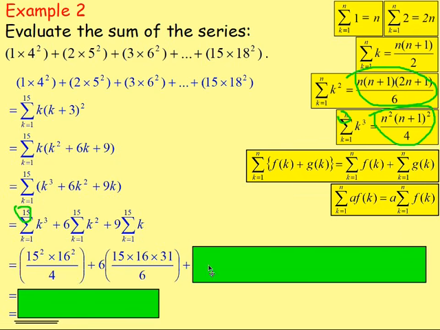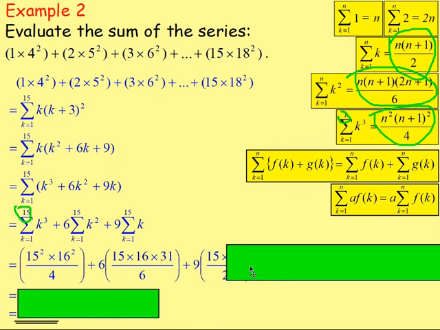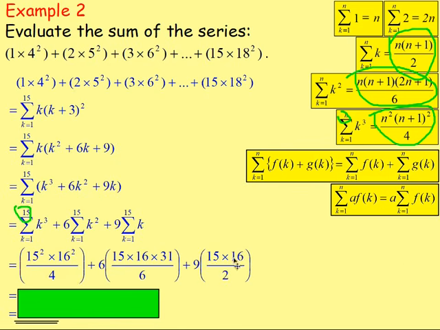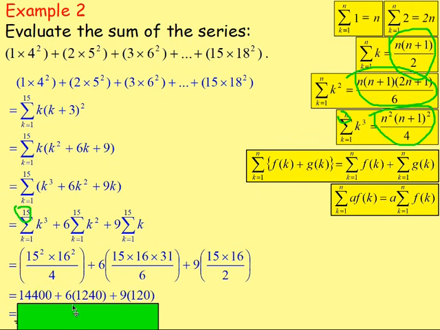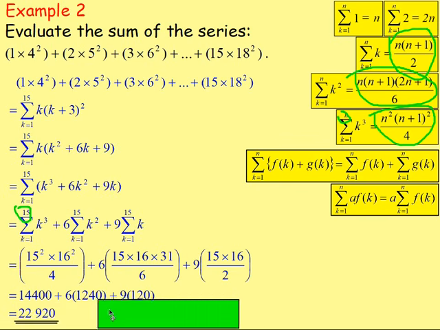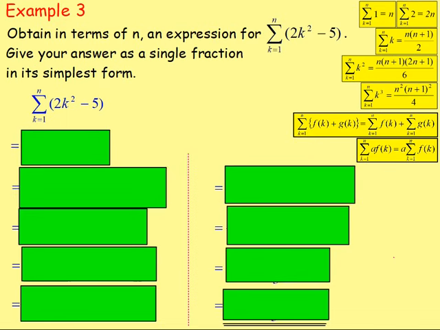We are then adding on 9 times the sum of k. For the sum of k, we're looking just here. We've got n times n plus 1 over 2. But remember, we're replacing n with 15, so it'll be 15 multiplied by 16 over 2. Work that out, and you end up getting 14,400 plus 6 times 1,240 plus 9 times, and this works out to be 120, giving you an answer of 22,920.